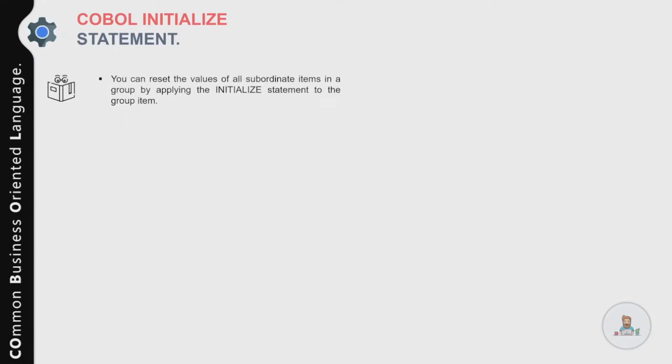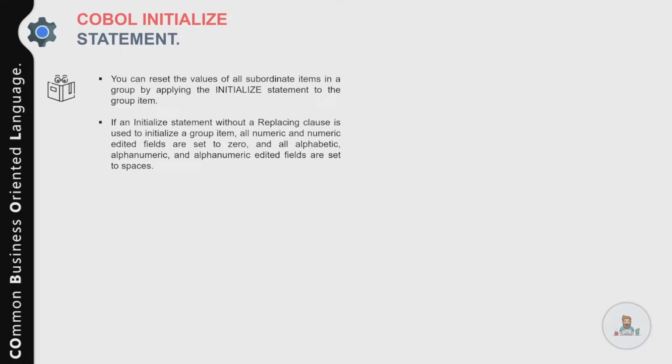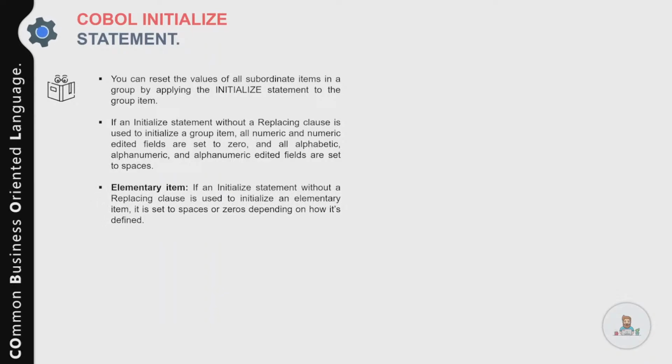The initialize statement, which was introduced with COBOL 85, can be used to set the initial values of the field. It can also be used to reset the value of all subordinate items in a group. The easiest way to use this statement is to code it without the replacing clause and to refer to a group item. Then all the numeric fields in the group are set to 0 and all the alphabetic and alphanumeric fields are set to spaces.